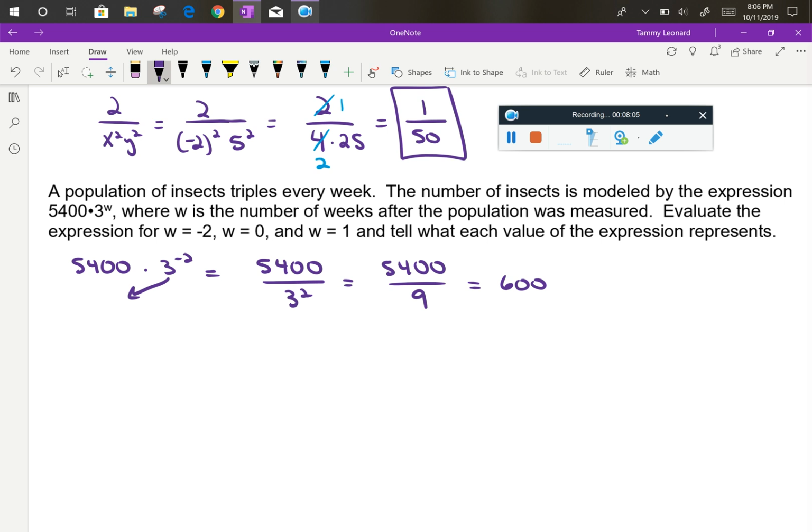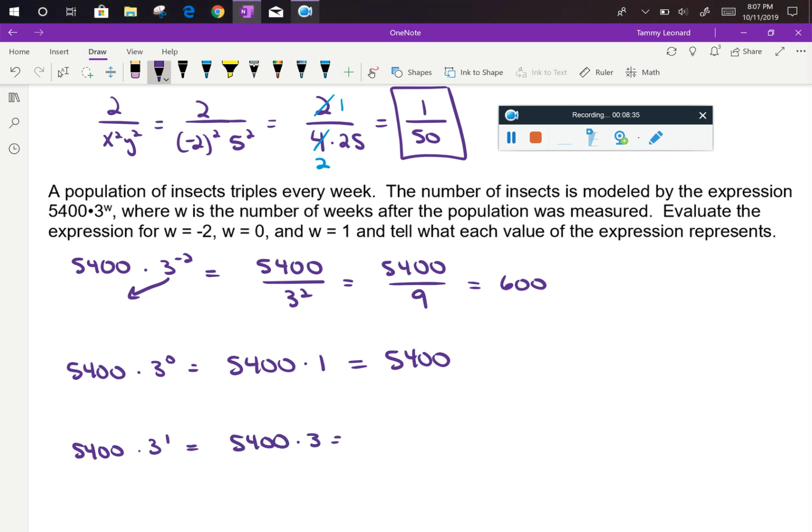Next, we substitute in a 0 for w. So we have 5,400 times 3 to the 0. We know that anything to the power of 0 is equal to 1, but also that the 0 is only applied to the 3 and not the 5,400. So this is 5,400 times 1, which is just 5,400. And finally, w equals 1, so 5,400 times 3 to the 1. So 3 to the first is just 3, so this is 5,400 times 3. Doing out that multiplication, we see that we get 16,200. All right, we've done all the arithmetic, but we're asked to explain what each of these expressions actually represents.